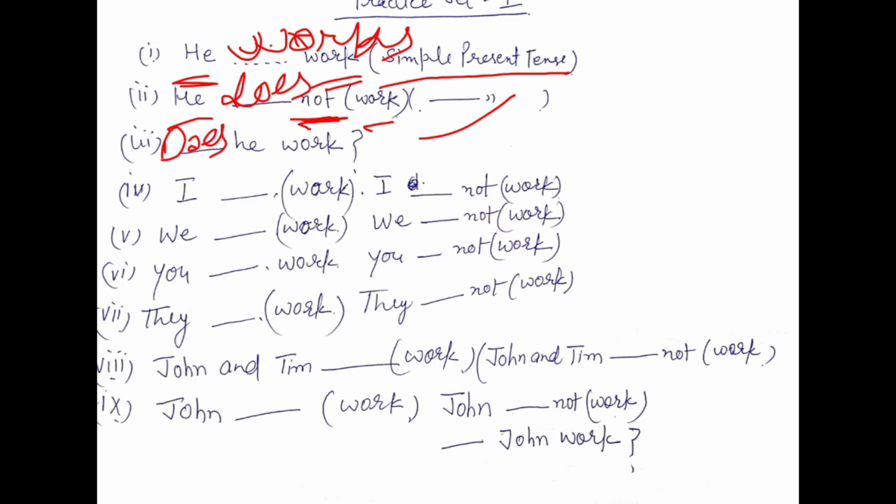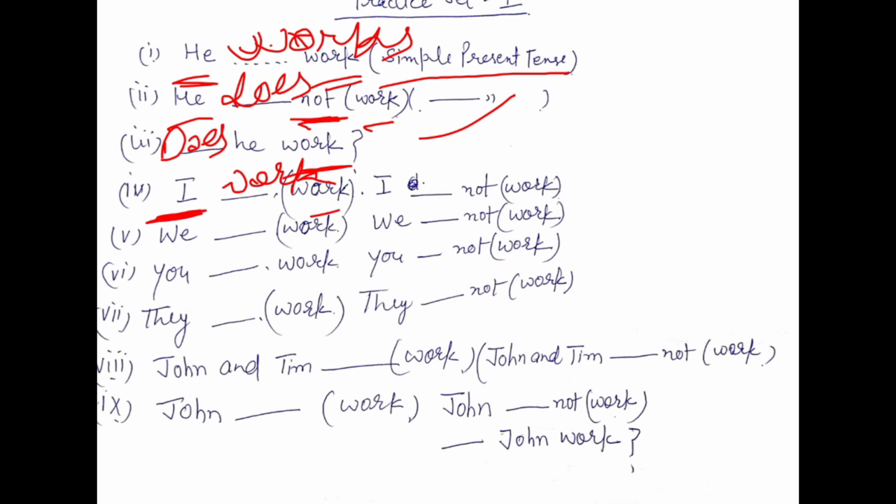Does he work? When you have to use does, then there is no need to use S/ES with the main verb. Next sentence is: I dash work. Your sentence is positive. In a positive sentence, the person is first person singular, so you have to write only work. No need to use S/ES with the main verb because the person is first person.